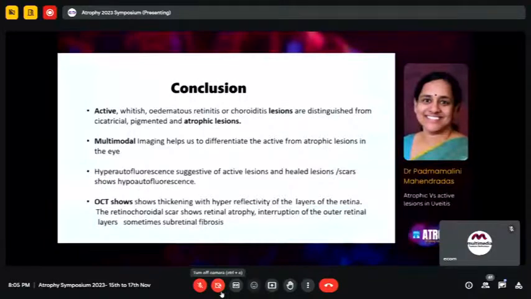OCT shows thickening with hyperreflectivity of the layers of the retina. The retinochoroidal scar shows retinal atrophy and interruption of the outer retinal layers. In severe cases, it can lead to subretinal fibrosis.